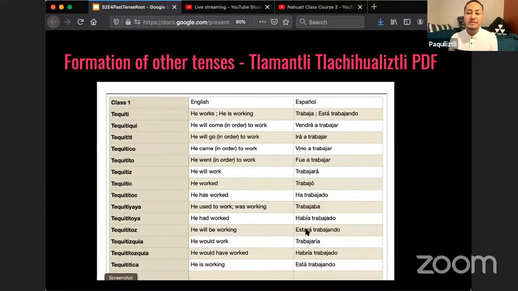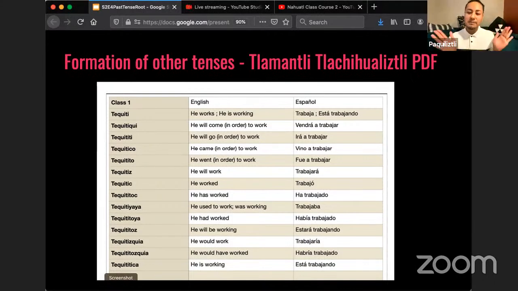Okay. The other use of this that you may not know yet, and I already uploaded this PDF into the resources section of the class, is this past tense root is used in other tenses. And actually, this is a bad example because the class one doesn't use it, but whatever. Anyways, ignore this class one example because it's actually a pretty bad example. But you'll see later, if you go onto the class slides, I have the class resources. I added this PDF called Tlamantli Tlachihualisli, which means types of verbs. Tlamantli Tlachihualisli, types of verbs.